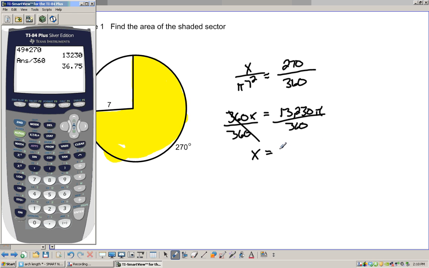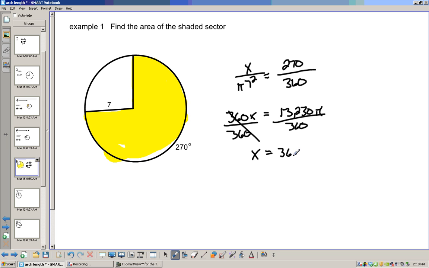So 36.75, and that pi goes right there on the answer. So the question was, what's the area of this shaded part? Well, the area is 36.75 pi. Now remember, sometimes if it's a multiple choice test, pi might not be in the answers. You'd have to multiply that by pi in the calculator to find the total number. So that's it. That's all you do. Let's take a look at another one.